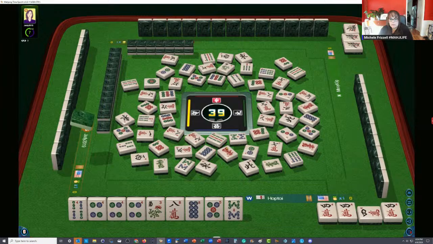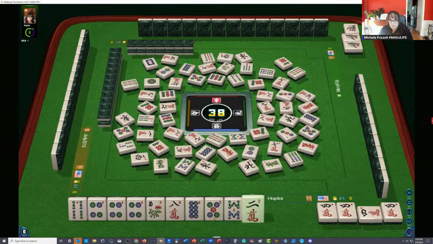9 bamboos. How many ones are out? 1 crack, 1, 1. They could be playing like numbers with white dragon, ones, I guess. Okay, 2. None are out.